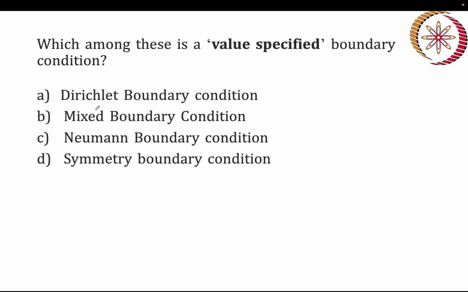So if you see these different boundary conditions, Dirichlet boundary conditions, let's say there is x equal to 0 and x equal to L, and let's say we are interested in the temperature or the heat conduction equation. So in that case, let's say the temperature at this end is given.